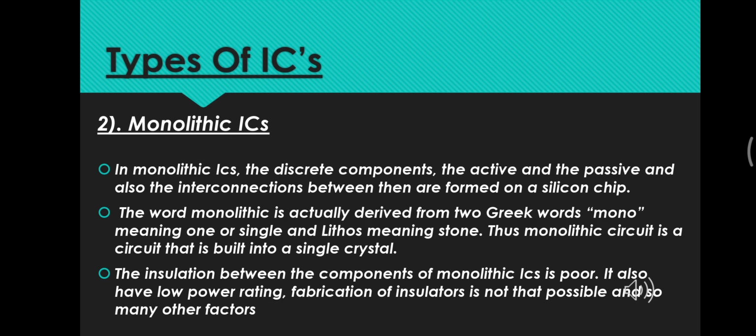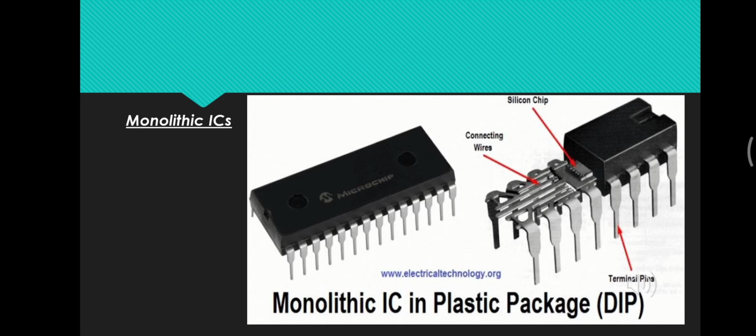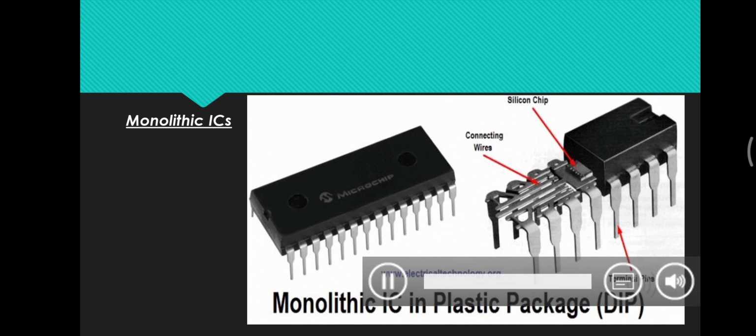The insulation between the components of monolithic ICs is poor. They also have a low power rating. Fabrication of insulators is not that possible, and so many other factors. Here we can see monolithic ICs.